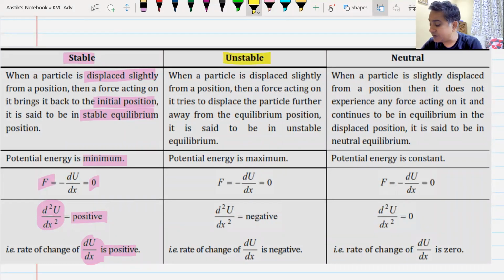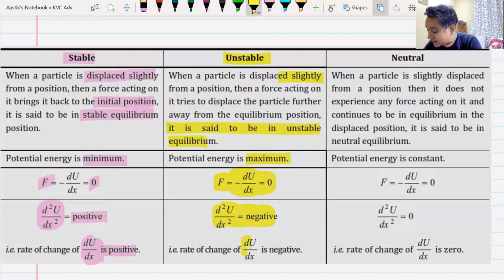For unstable equilibrium, when the particle is displaced slightly, it will never come back. It will go to the stable equilibrium. Potential energy is maximum. Force at this point is also 0. At all stable, unstable, and neutral equilibrium, forces are 0. When you are in stable equilibrium, if someone pushes you, force will start to act and you will come back. In unstable equilibrium, if someone pushes you, you just go down. Do we understand this? Yes, sir.